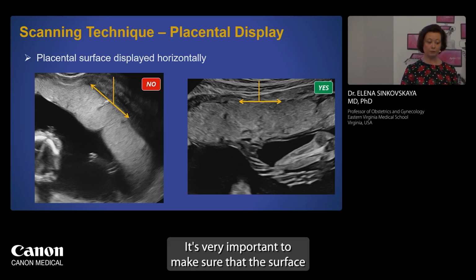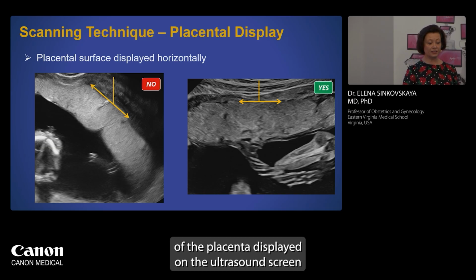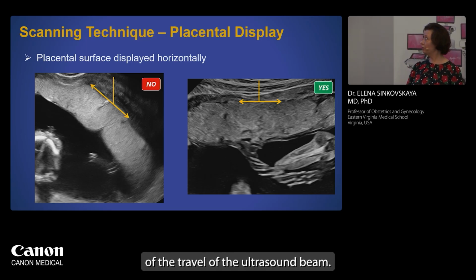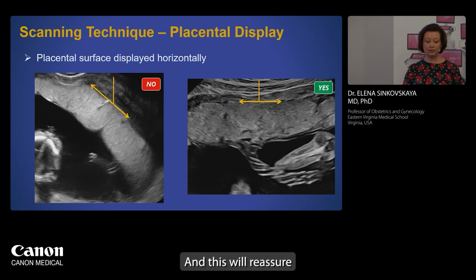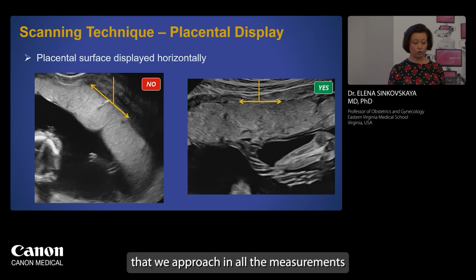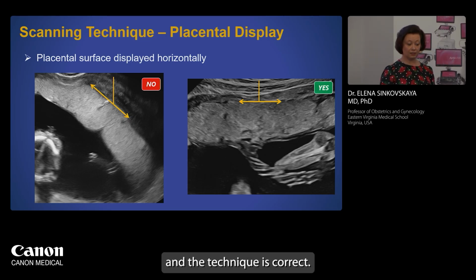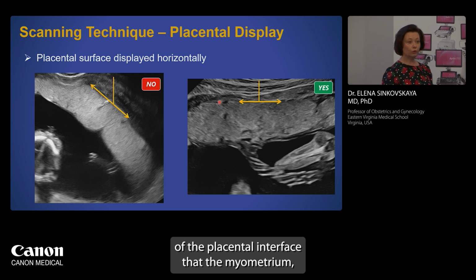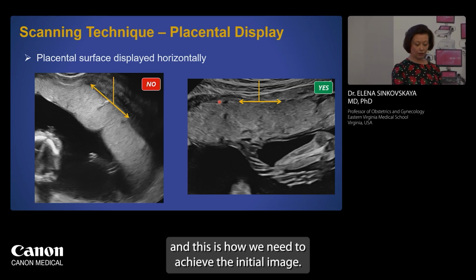It's very important to make sure that the surface of the placenta displayed on your ultrasound screen has a horizontal position and is completely perpendicular to the direction of travel of the ultrasound beam. This will reassure us that the approach, all the measurements, and the technique are correct. Once again, it needs to be this horizontal orientation of the placental interface, the myometrium, and this is how we need to achieve the initial image.